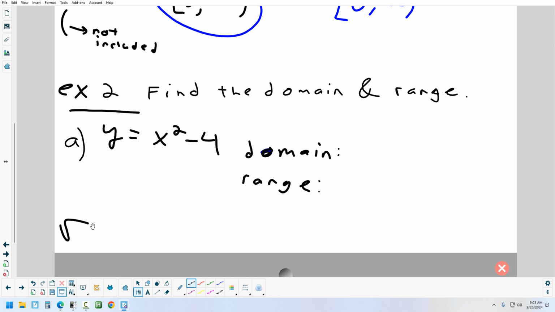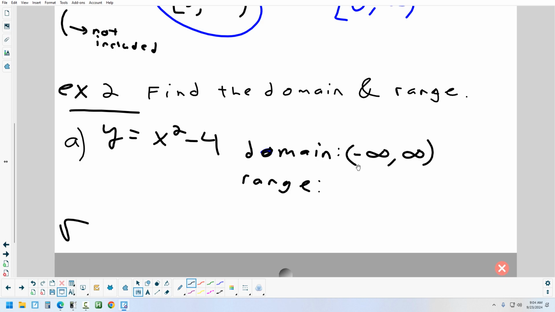If you can plug in any number that you want, what's the lowest possible number you could plug in? Negative infinity. There we go. Infinity will be the highest. Okay, so writing that, that's a way to say all real numbers. Anything you want.